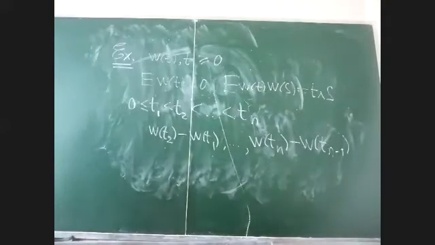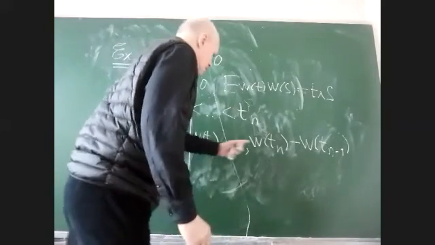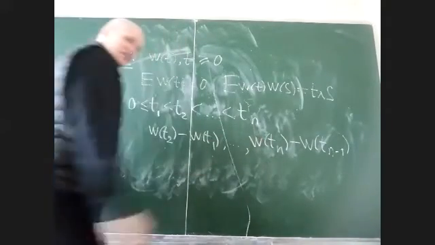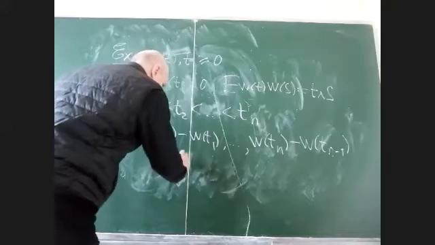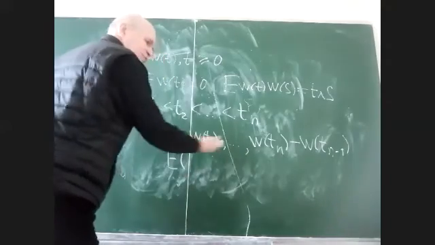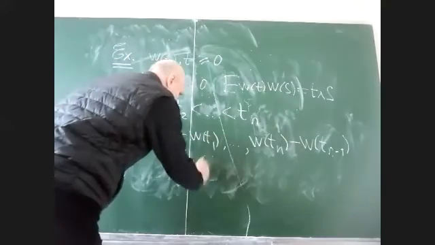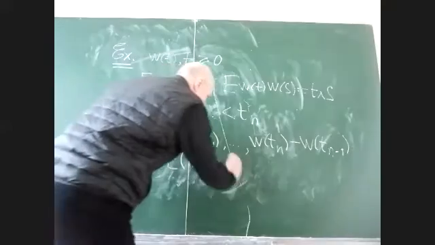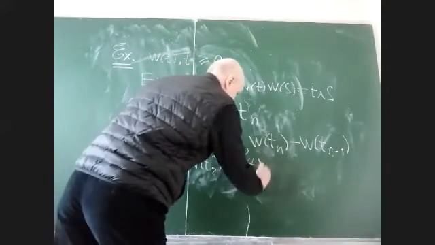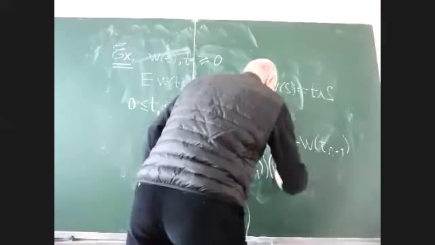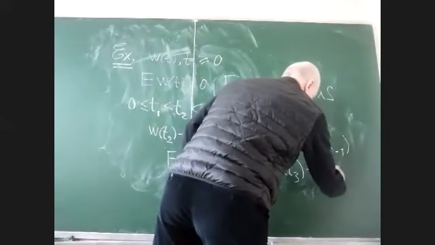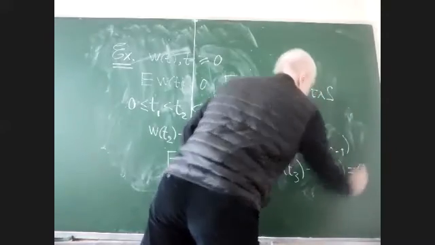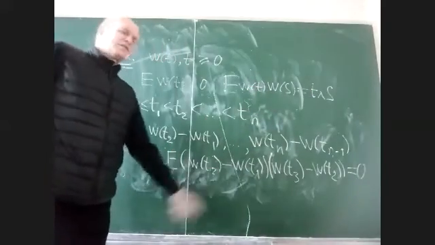Then we can check that for any two of such random variables we have the following property. Expectation, for example, I will take the first two, of W(t2) minus W(t1), times W(t3) minus W(t2), is equal to 0. It is very easy to calculate.